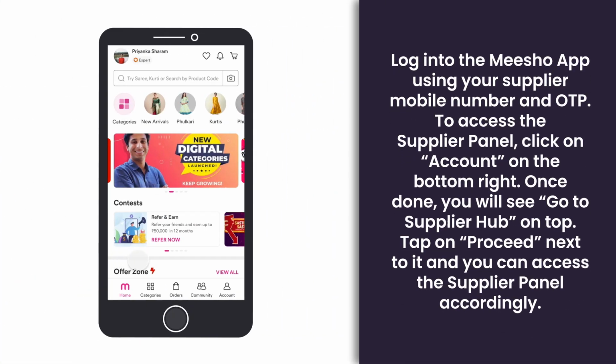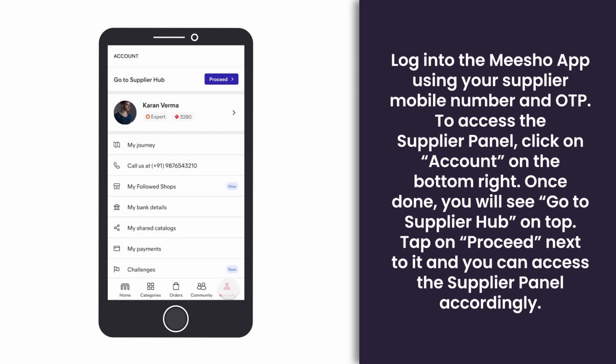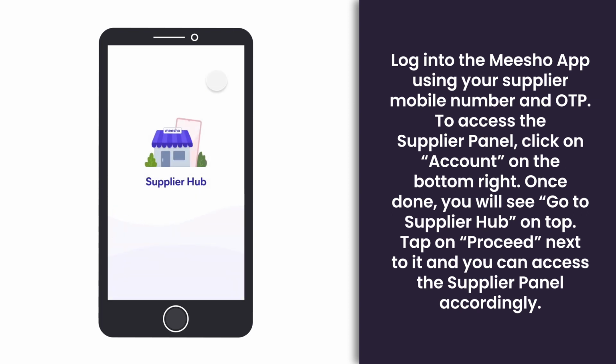Log into the Meesho app using your supplier mobile number and OTP. To access the supplier panel, click on Account on the bottom right. Once done, you will see Go to Supplier Hub on top. Tap on Proceed next to it and you can access the supplier panel accordingly.